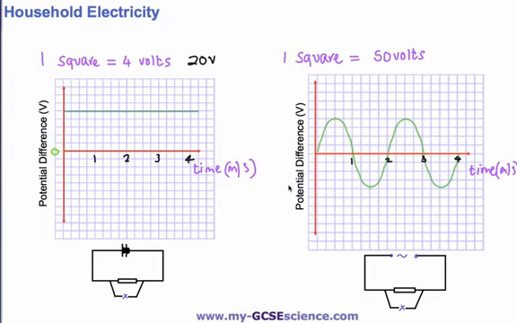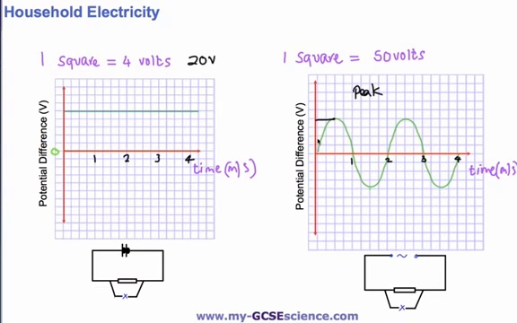And we can work out the potential difference here. You can see it changes constantly throughout the graph, but we measure at the peak. Okay, so the peak is there, and we can read that off the graph. And here I've got a slightly different key. I've got 1 square is 50 volts.